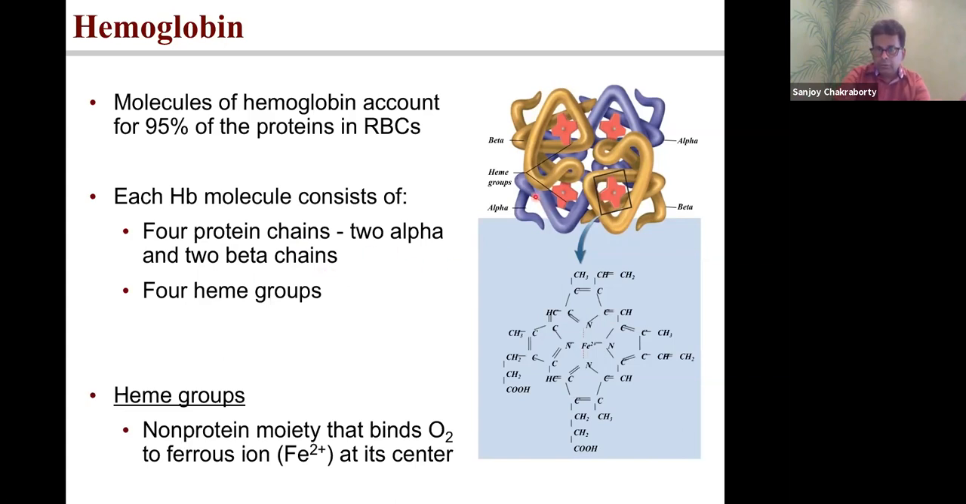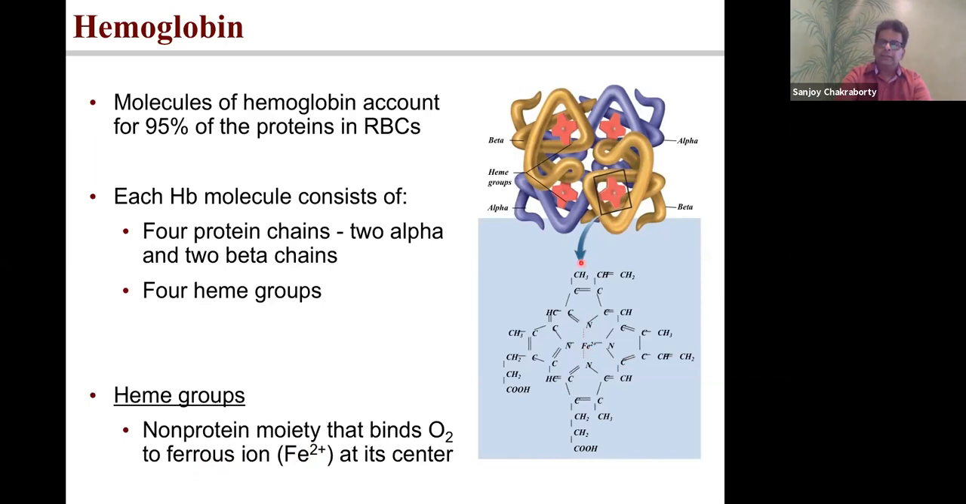Now, this is important, at the end of each chain. In this picture, there are two alpha chains. This blue color one is alpha, and the golden color one is beta. At the end of each chain, this red star is a moiety. That's not a protein moiety. That's a non-protein moiety, which looks like a huge organic molecule. And at the center, they have an iron atom, ferrous iron, right at the center. Oxygen literally binds to this iron atom. Each iron atom can bind one oxygen molecule.